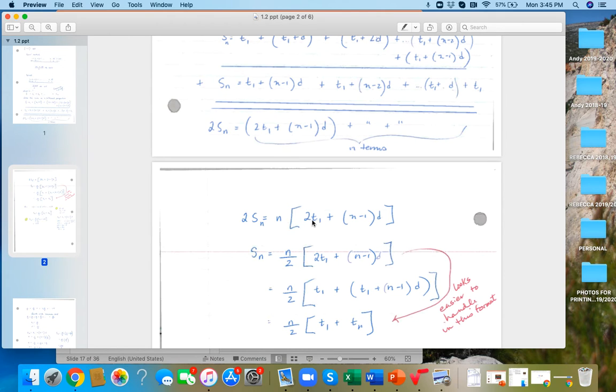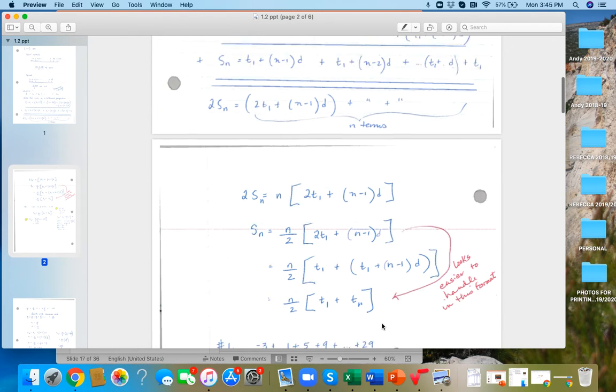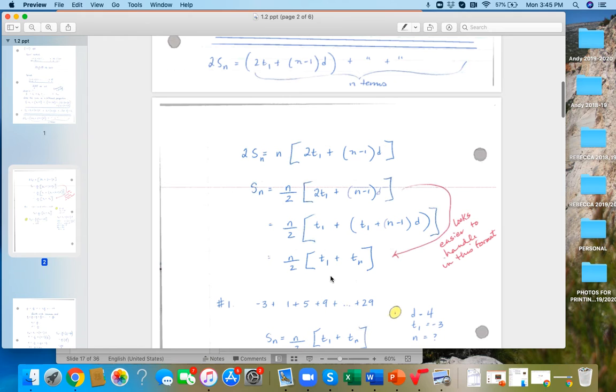If I separate this for a minute and separate the t1 and the t1 and group them a little differently, can you see that this is the last term, the formula for the last term? So here you have it, your formula for the arithmetic series: n, the number of terms, divided by 2, times the first term plus the last term. And that really is as simple as it gets.